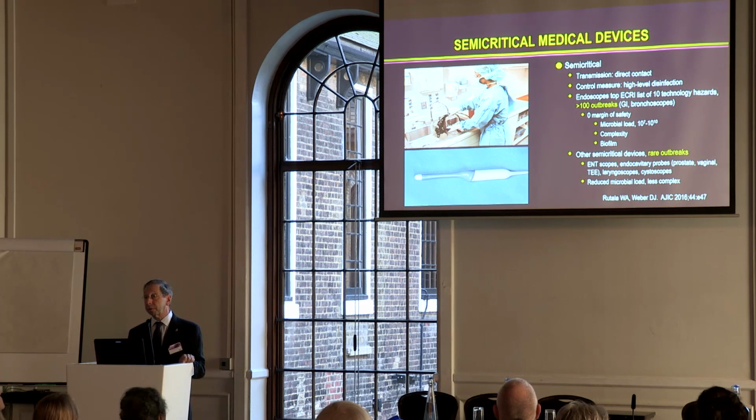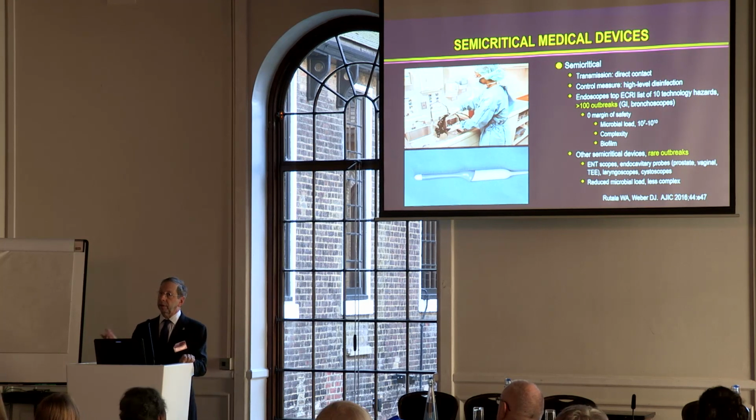They are the most hazardous device we use in hospitals in terms of outbreaks. There have been greater than 100 outbreaks related to predominantly GI endoscopes, but many other types of endoscopes as well. It's particularly a problem for the gastrointestinal endoscopes and duodenoscopes. There really is no level of safety. That is, the microbial load on a GI endoscope or colonoscope is on the order of 10 to the 7 and 10 to the 12.